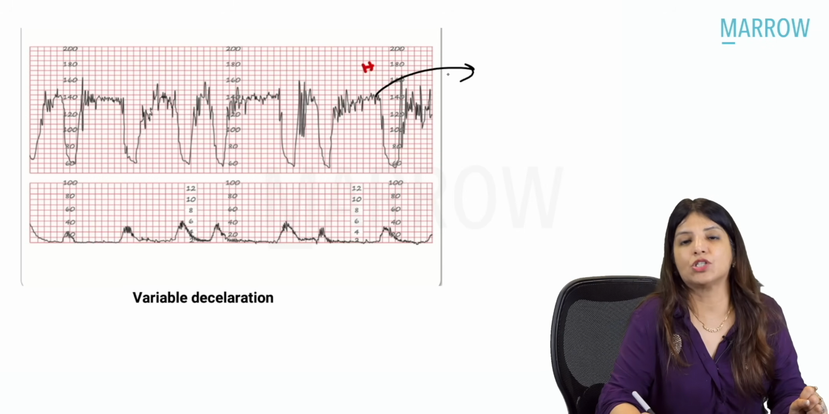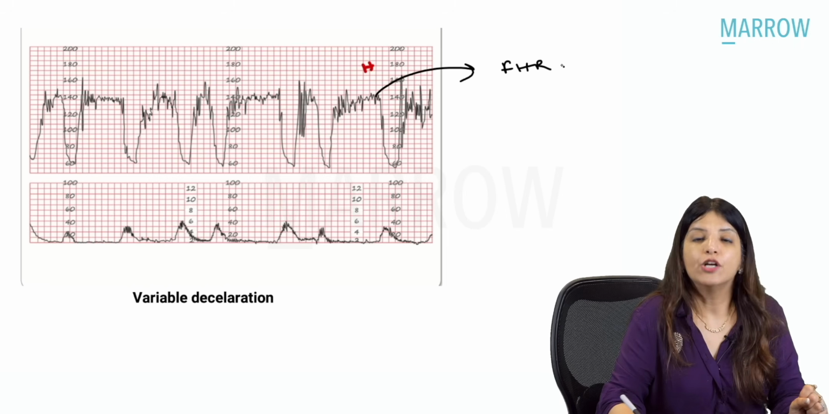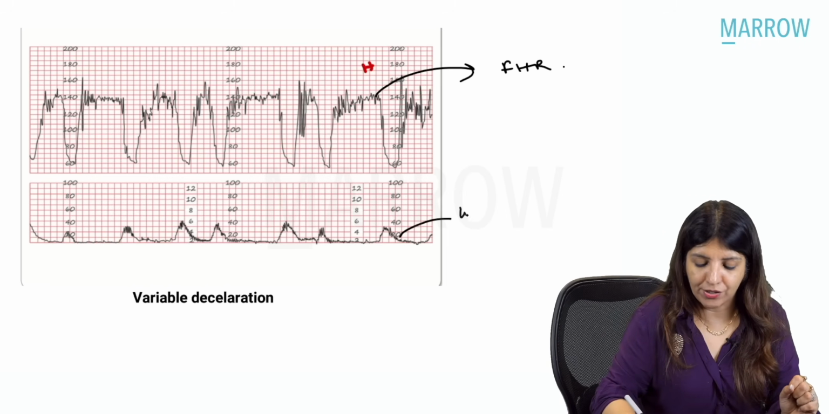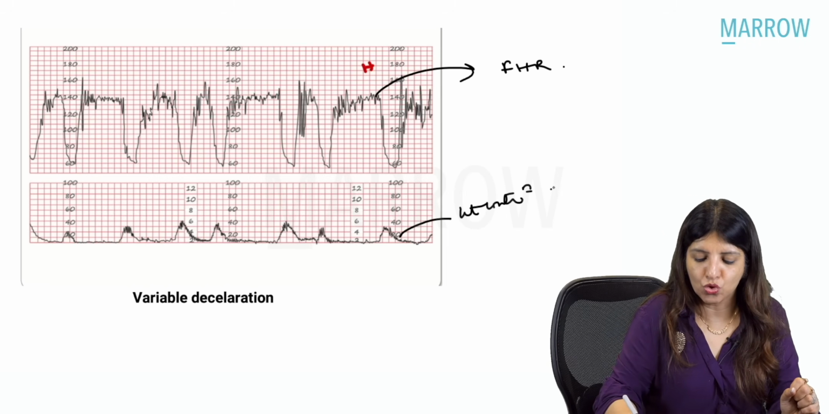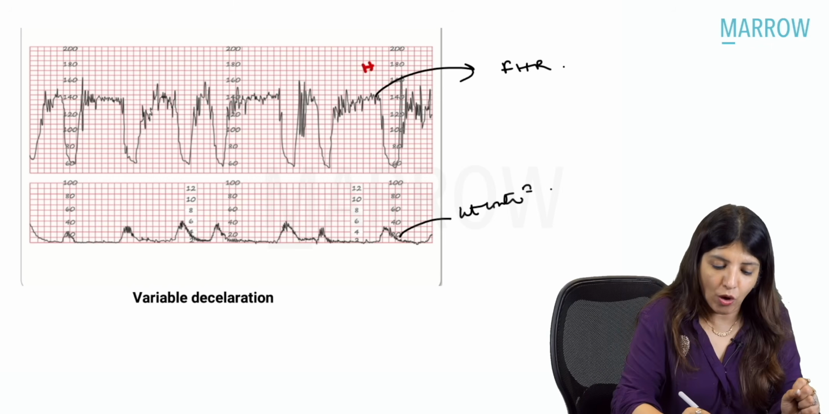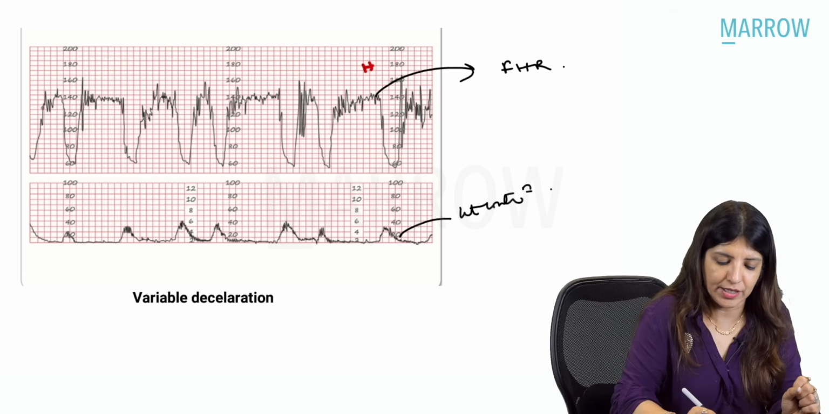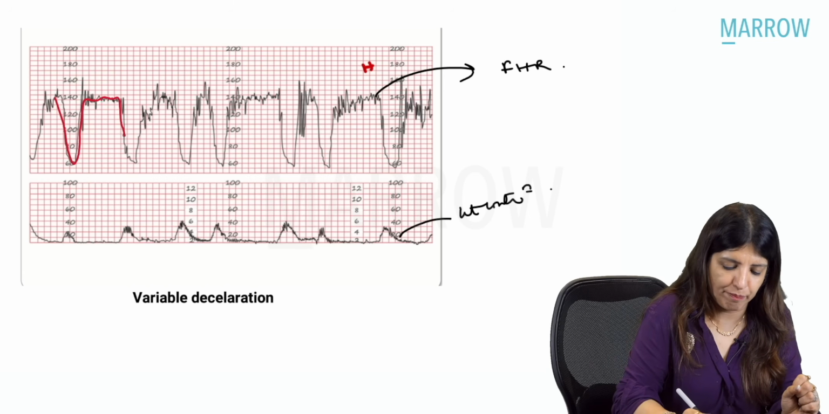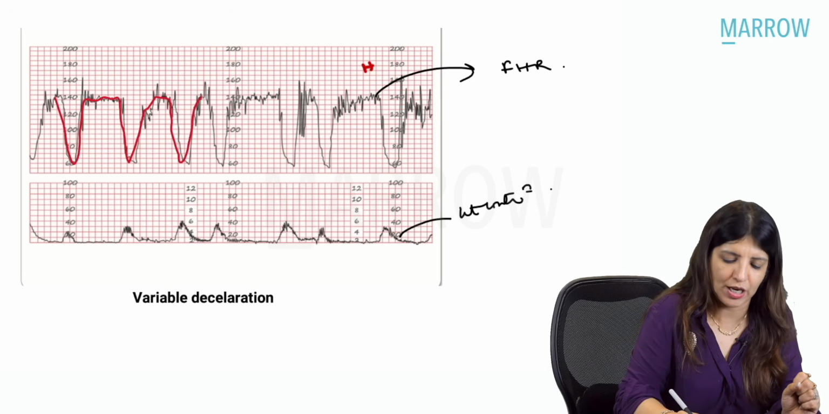I'm calling it a CTG strip because I am getting 2 tracings. One is the fetal heart rate tracing and the other one is the uterine contraction tracing. What am I getting over here? I am getting that the fetal heart rate is dipping and the dip is V-shaped.